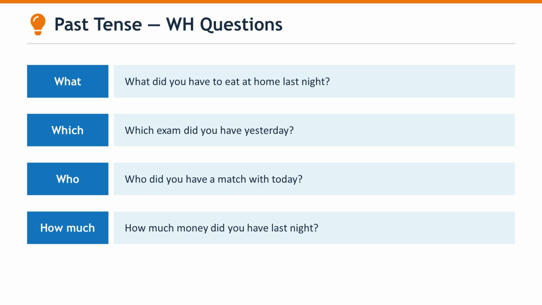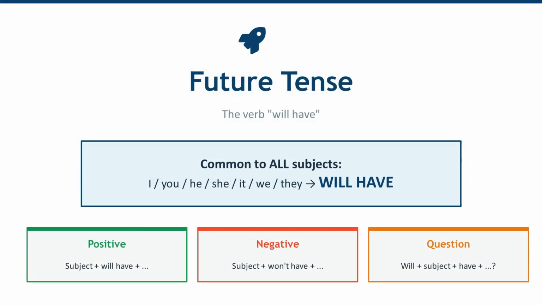The pattern for past tense WH questions is WH word plus did plus subject plus have plus the rest of the sentence. Now let us move on to the future tense of the verb to have. In the future tense, we use will have. Just like had in the past, will have is the same for all subjects. Whether you say I, you, he, she, it, we, or they, we always use will have.